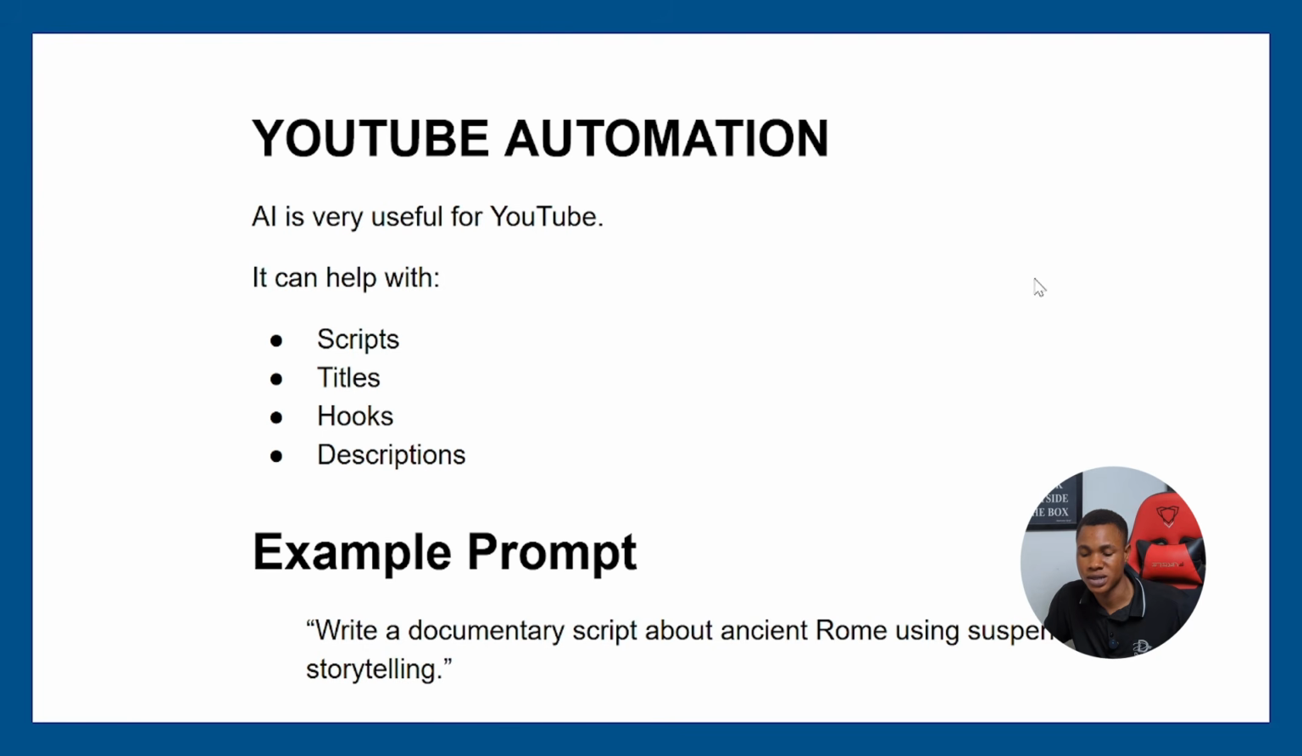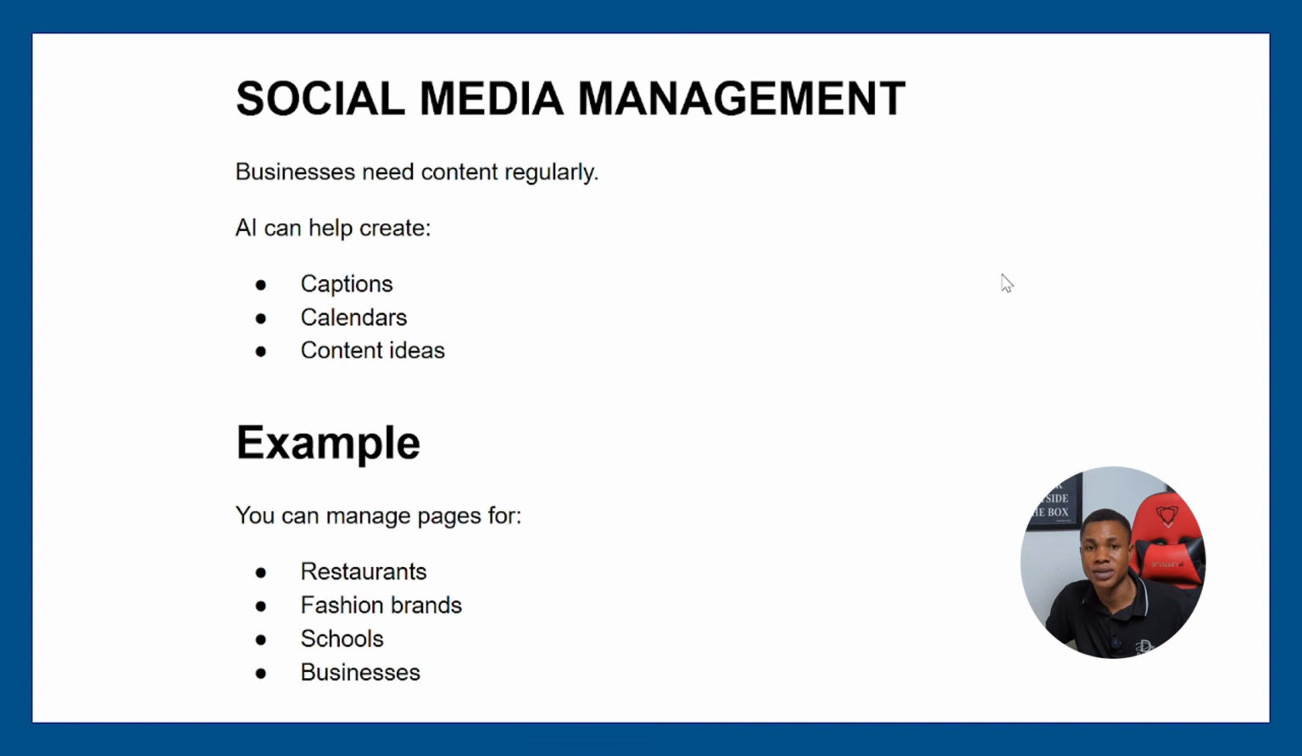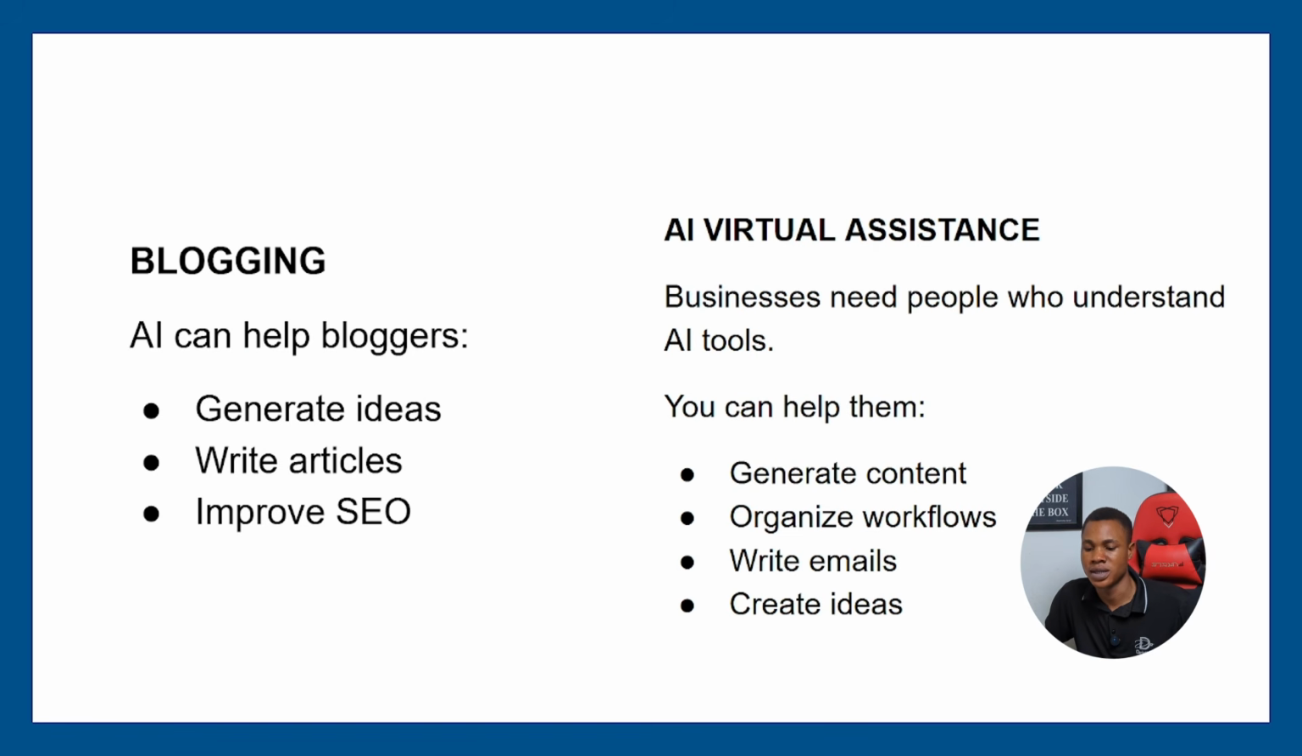It can create script, etc. Social media management, you can use AI for social media to create blog content. All right, you can tell people, you can become a social media manager and be using AI to do all the work. Is that okay? Now we have blogging. You can use AI to do blogging. We have AI virtual assistants. AI can help you in any virtual job you can do. So you can actually offer these skills.